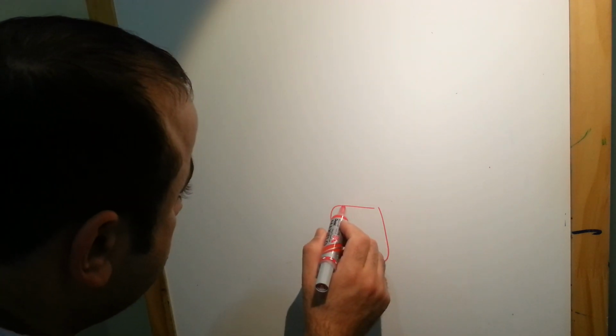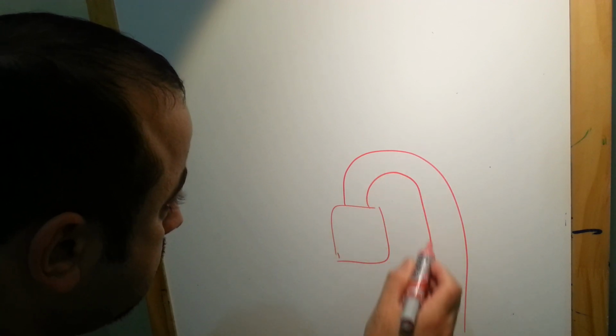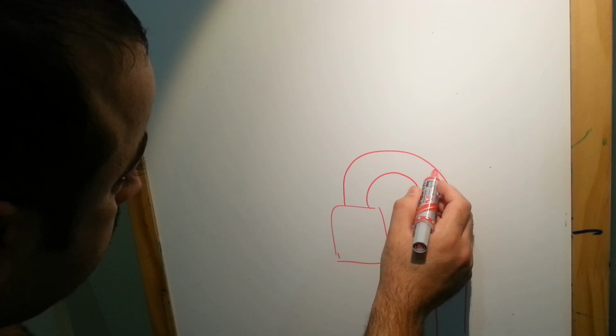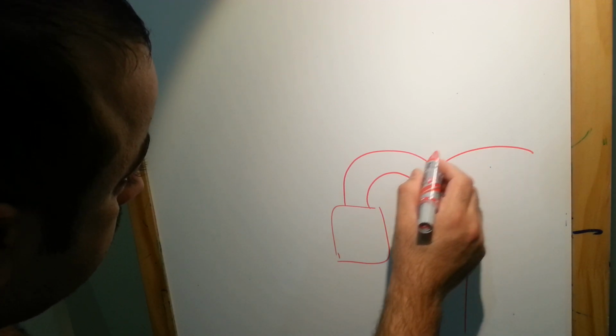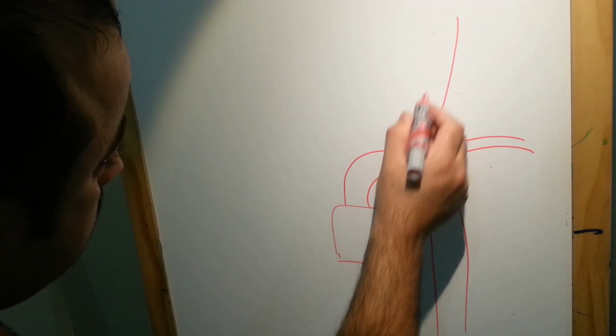Then we have the aorta. It goes up like this, and it's called the arch of the aorta. We have here on the left side, the left subclavian. Then we have the left common carotid.